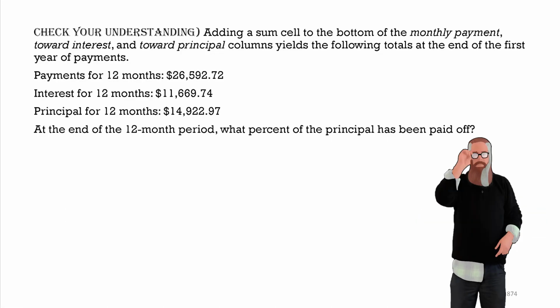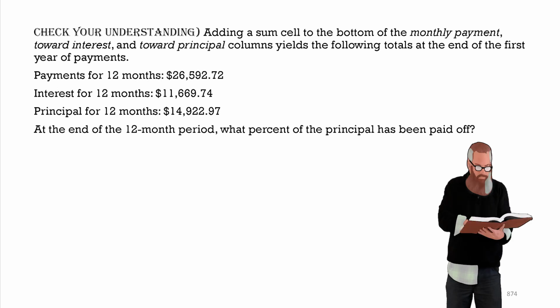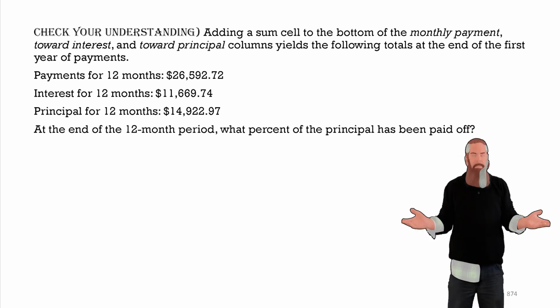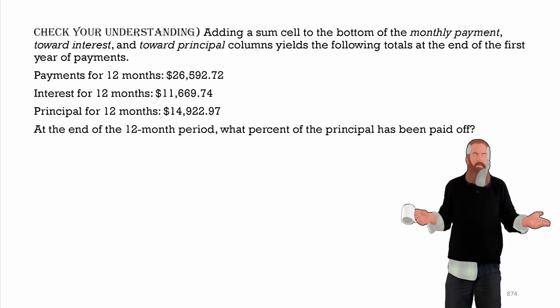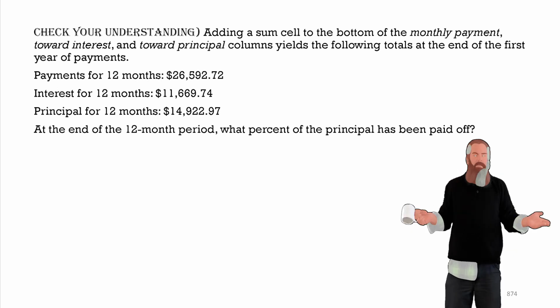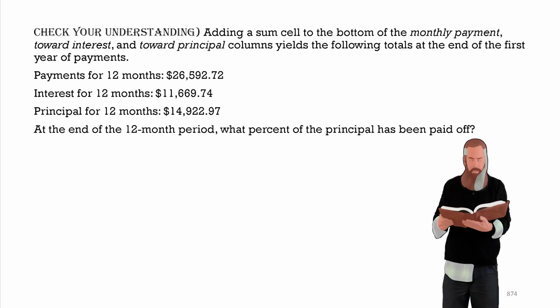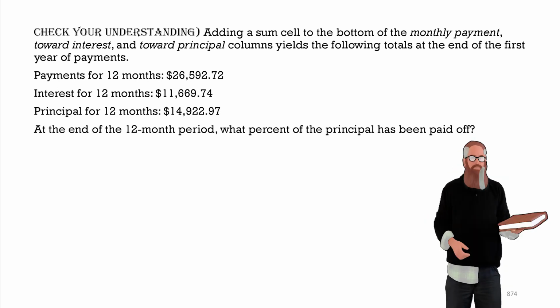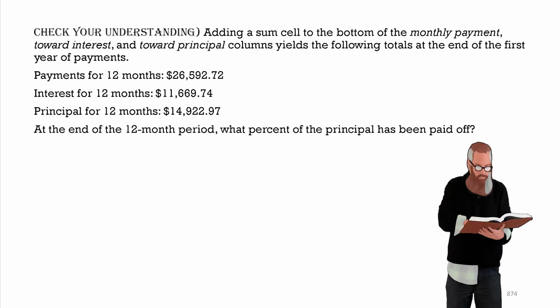Let's check our understanding of this. Adding the sum of cells to the bottom of the monthly payment, towards interest, and towards principal columns gives the following totals at the end of the first year of payments. Payments for 12 months is $26,592.72. Interest for 12 months is $11,669.74. And the principal for 12 months is $14,922.97. At the end of the 12-month period, what percent of the principal has been paid off?